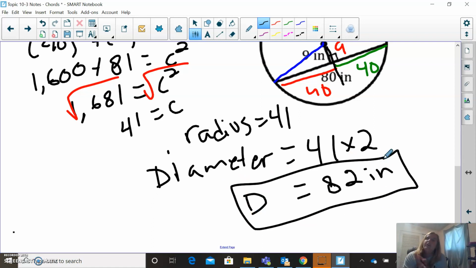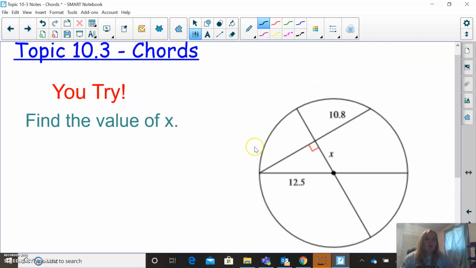Pythagorean's theorem, we can use it for all kinds of things. Alright, guys. So, let's keep going. Alright. So, now, you try. Okay.